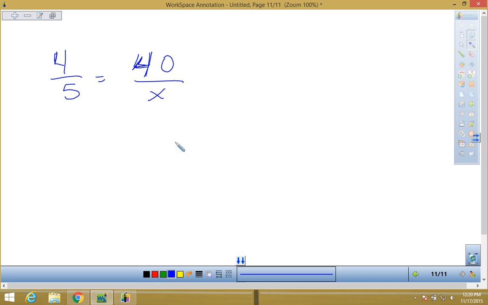Okay, Josh, what are we going to do here? We're going to try to find 5. Why? Because 4 times 10 equals 40. Because 4 times 10 equals 40, we've got to multiply 5 times 10, and we would get 50, which would be 4/5 equals 40 over 50. Good.